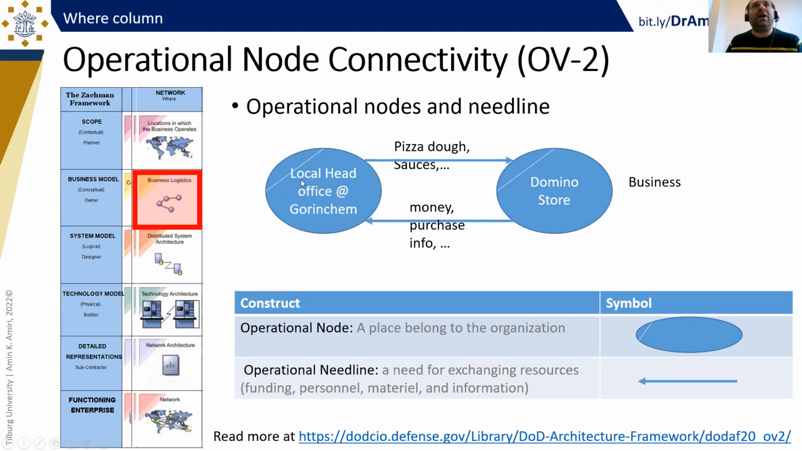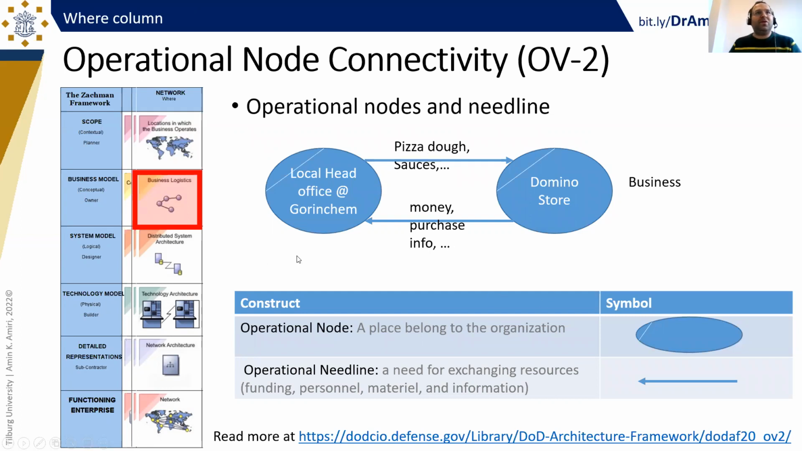business owners. So for the case of Domino Pizza, we have the head office at Groningen, if I pronounce it correctly, and we have several Domino stores. You would see that the pizza doughs and sauces will go from the head office to the Domino stores, and the Domino stores will provide money and purchase info. So they send this here. So the flow lines at this level can be both information, money, and materials, as you can see here.